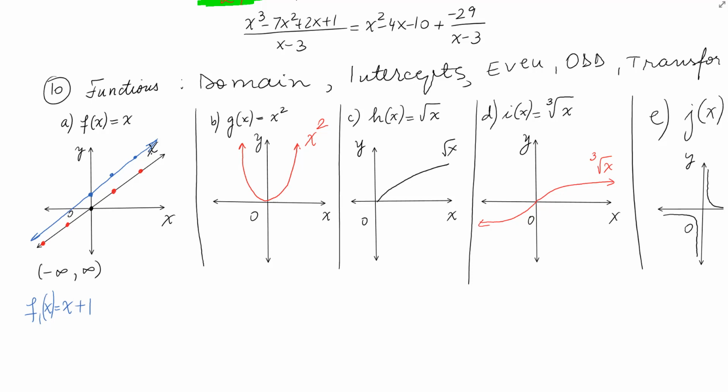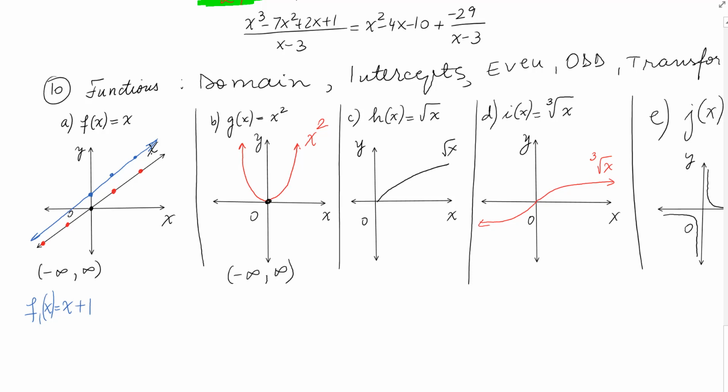Let's take a look at the second function, g of x equals x squared. Again, when we take a look at this function, the domain, so the x values, we can take any x value, so the domain is negative infinity to infinity.